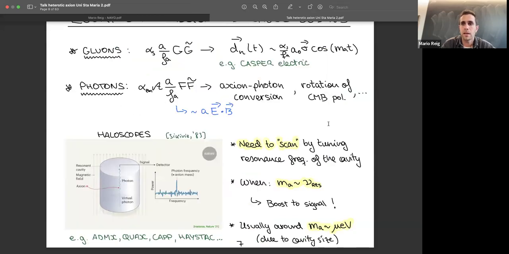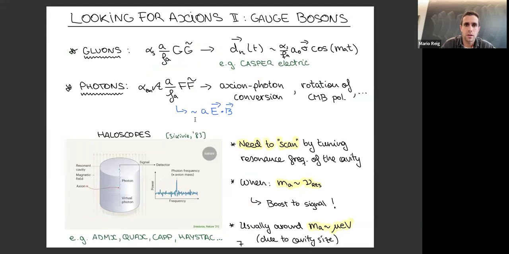Yeah, more experimental opportunities to search for axions is through the coupling to gauge bosons. In particular, I'm going to remark that the most important experimentally is the coupling to photons, because this allows you to use resonant cavities inside the magnetic field to try to convert an axion that forms part of the dark matter halo into a photon inside your cavity.